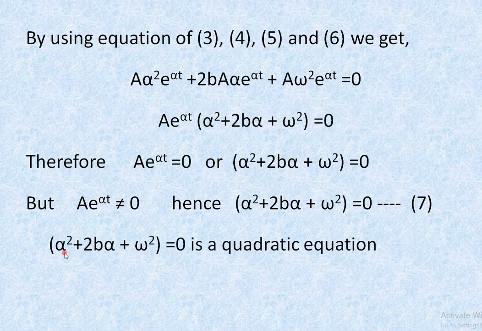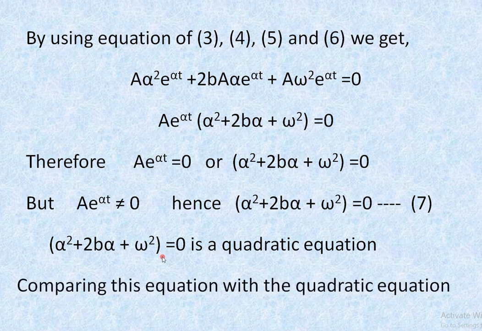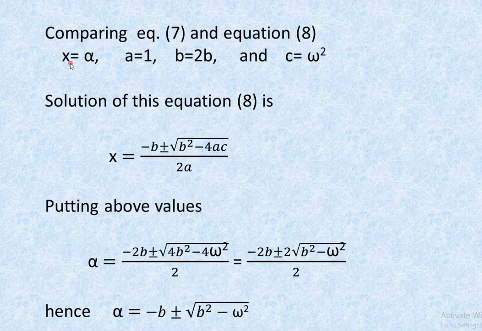Now this equation alpha square plus 2b alpha plus omega square is a quadratic equation, and we can compare it to the general equation ax square plus bx plus c is equal to 0, equation number 8. By comparing equations 7 and 8, we get alpha as x, a is equal to 1, b is equal to 2b and c is equal to omega square. And the solution of this quadratic equation is x is equal to minus b plus or minus under root b square minus 4ac divided by 2a.